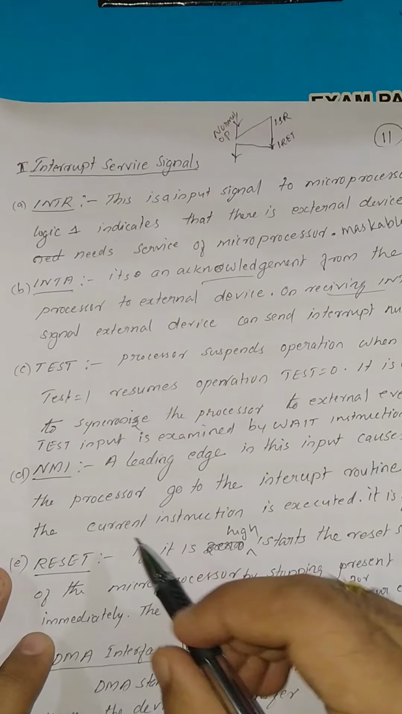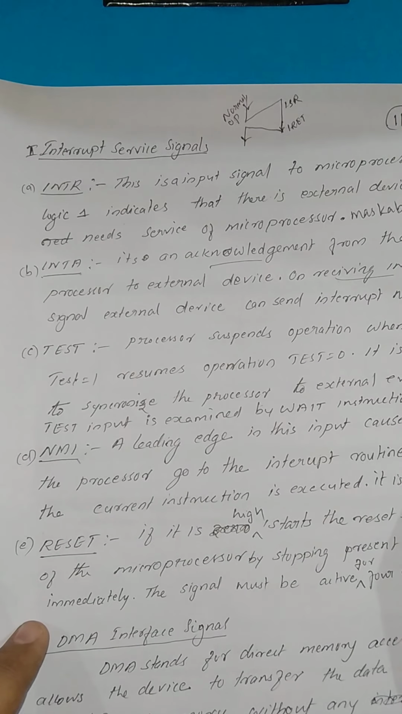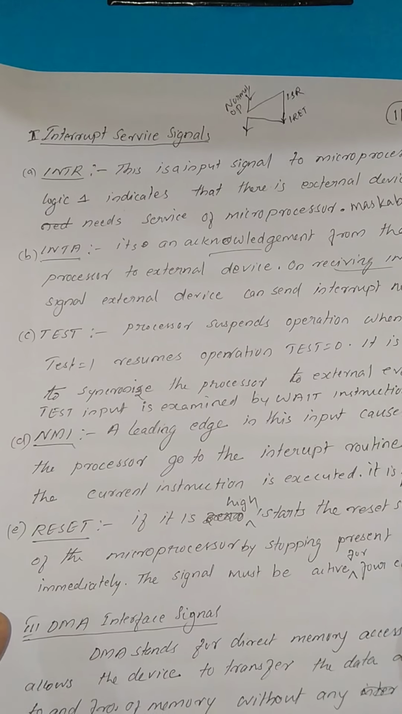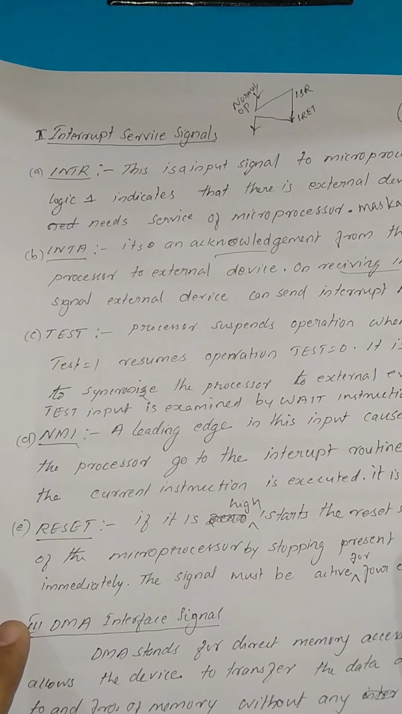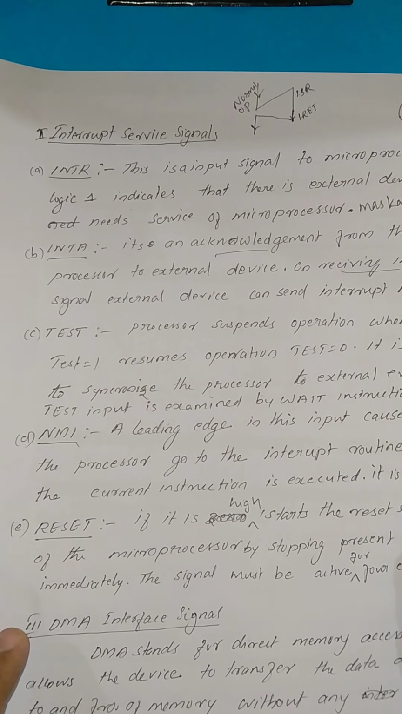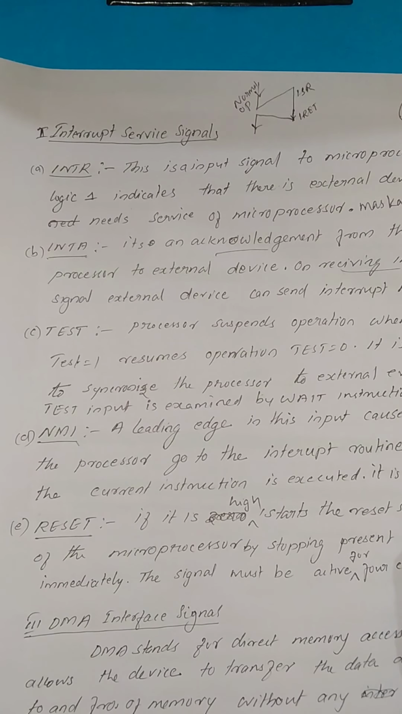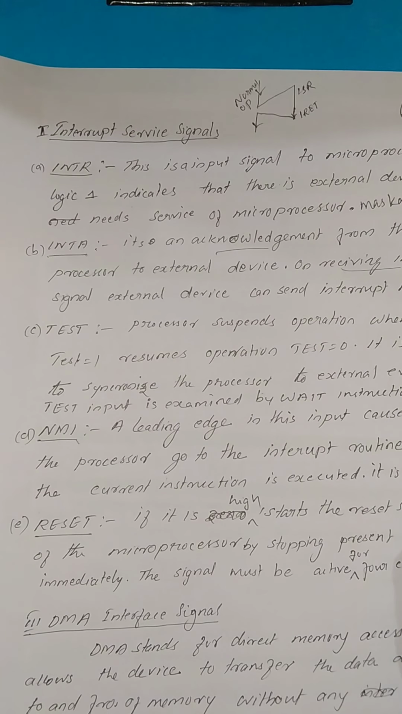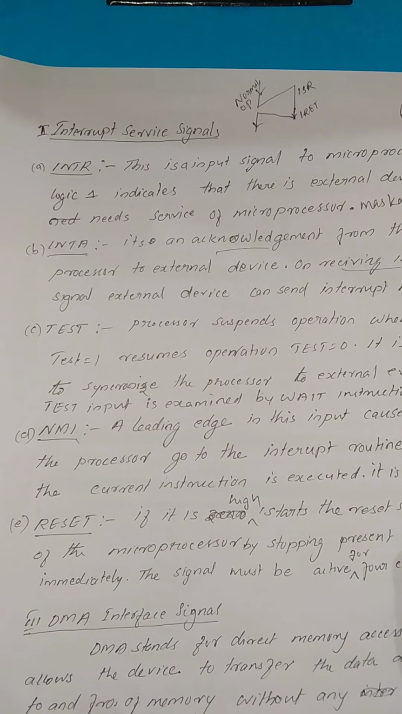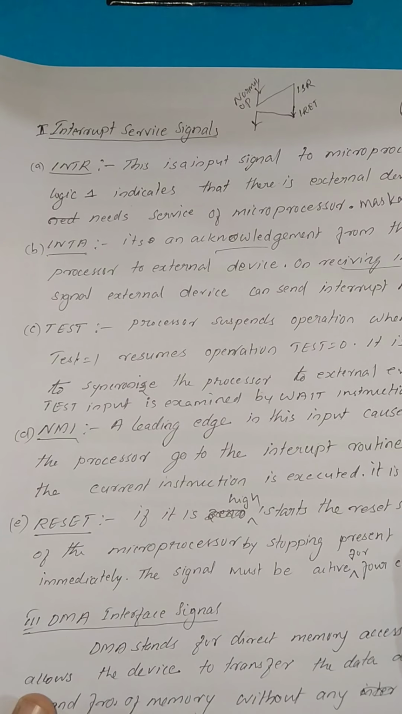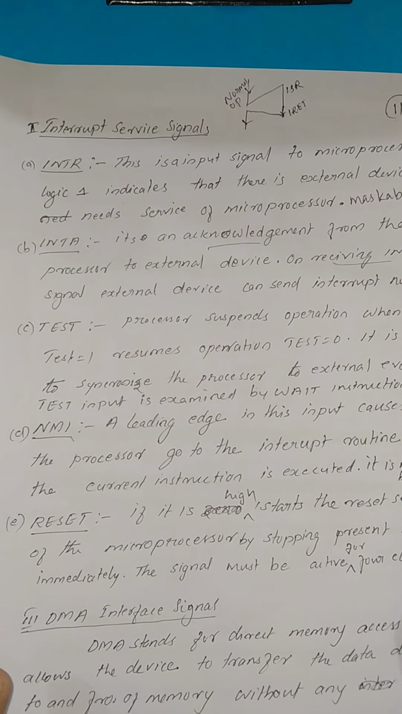Now, NMI is a non-maskable interrupt. From the name itself we can understand that by using the interrupt flag you cannot mask this interrupt. If there is a logic 1 on the NMI, then microprocessor will stop the execution and it will anyway be serviced. It is a non-maskable external interrupt.